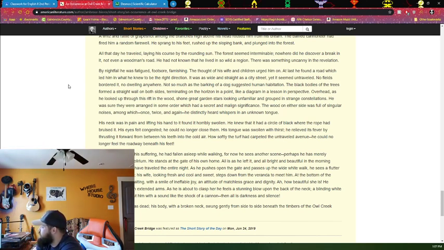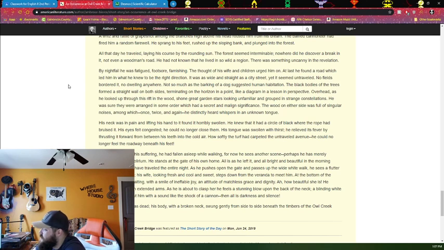For now, he sees another scene. Perhaps he was merely recovered from a delirium. He stands at the gate of his own home. All is as he left it, and all bright and beautiful in the morning sunshine. He must have traveled the entire night. As he pushes open the gate and passes up the wide white walk, he sees a flutter of female garments. His wife, looking fresh and cool and sweet, steps down from the veranda to meet him.